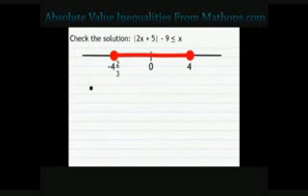To check the solution, you'll need to check the three values: one lower than the shaded region, one from within the shaded region, and one above the shaded region. The only one that should work in the original equation is the one within the shaded region.